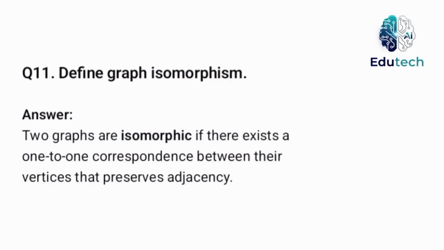Define graph isomorphism. Two graphs are said to be isomorphic if there exists a one-to-one correspondence between their vertex sets such that adjacency is preserved. Isomorphic graphs may appear different visually but have the same structural properties.